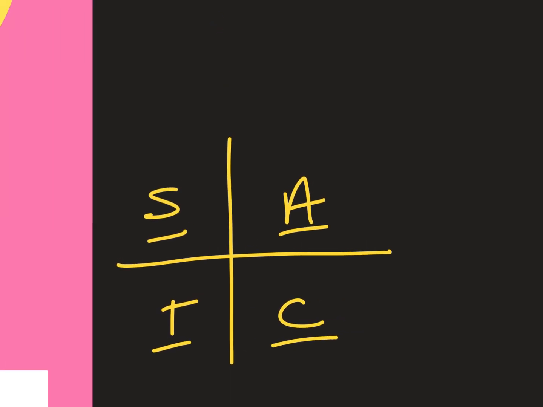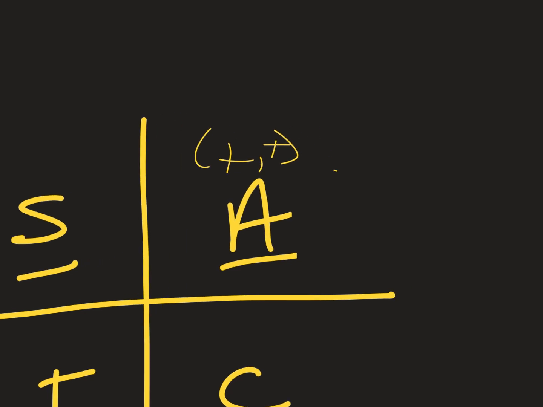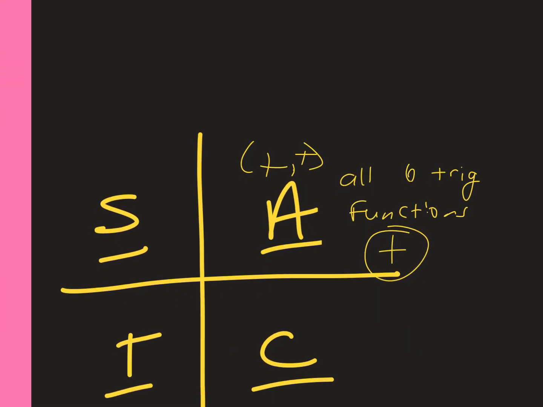The word "all." In the first quadrant, guys, what are the signs of x and y? Plus, plus, right? So in the first quadrant, all 6 trig functions are what? Positive, because your x and your y are positive. You'll see why this is so important in a little bit.